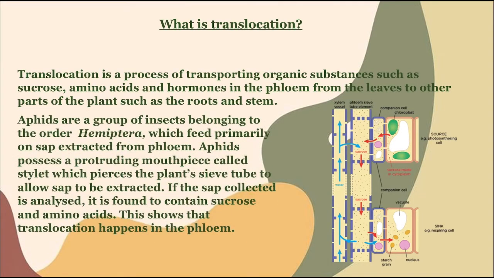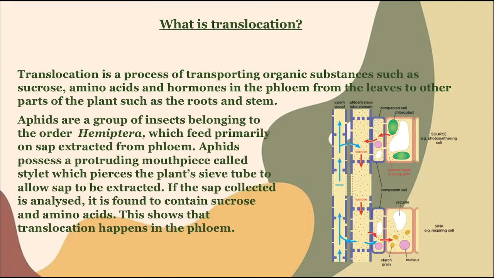Aphids are a group of insects belonging to the order Hemiptera which feed primarily on sap extracted from phloem. Aphids possess a protruding mouthpiece called a stylet which pierces the plant's sieve tube to allow sap to be extracted. If the sap collected is analyzed, it is found to contain sucrose and amino acids. This shows that translocation happens in the phloem.